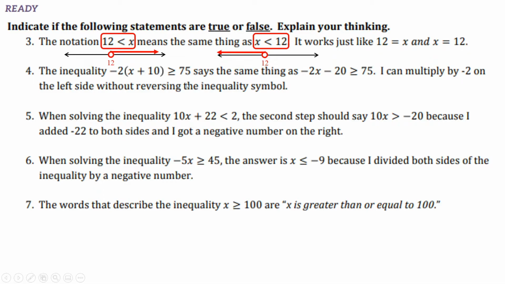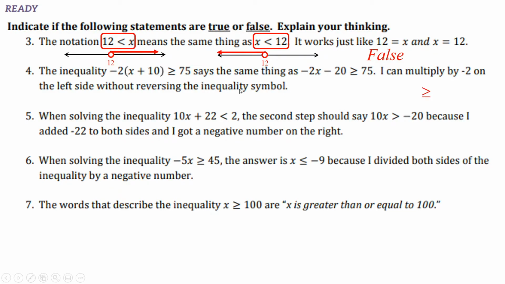So was that a true statement? 12 is less than x means the same thing as x is less than 12. Look at our graphs. No, that's not. That's a false statement. And these two number lines, the graphs of those inequalities, is my explanation.